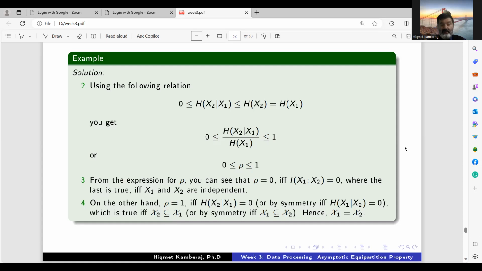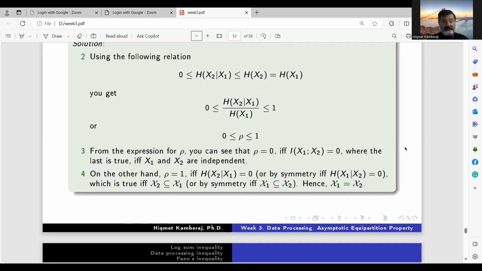From the expression for rho, you could see that rho is equal to 0 if and only if the mutual information between x1 and x2 is equal to 0, where the last is true if and only if x1 and x2 are independent. On the other hand, rho is equal to 1 if and only if h of x2 given x1 is equal to 0, or by symmetry, if and only if h of x1 given x2 is equal to 0, which is true if and only if chi2 is a subset of chi1, or by symmetry, if and only if chi1 is a subset of chi2. Hence, chi1 is equal to chi2.